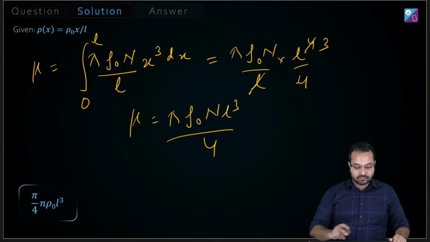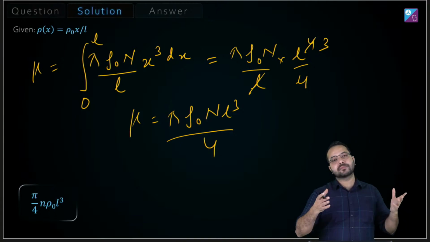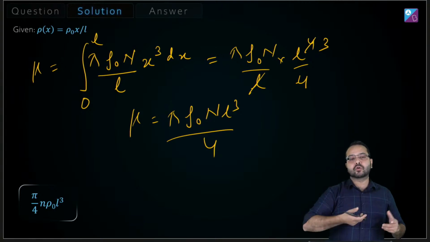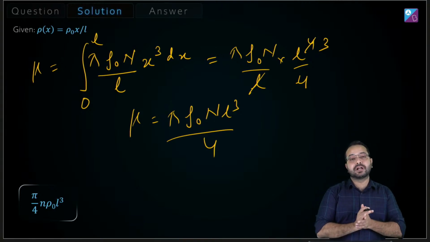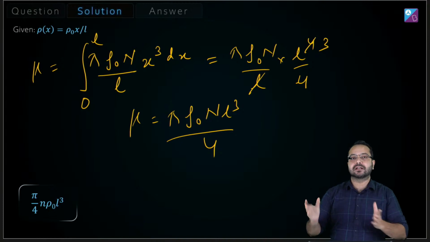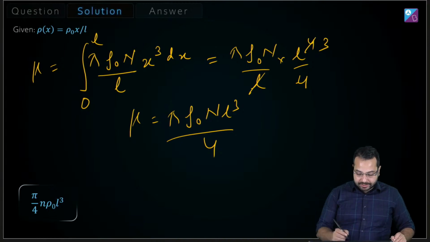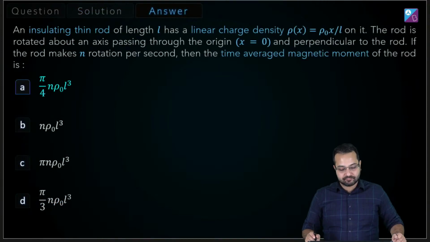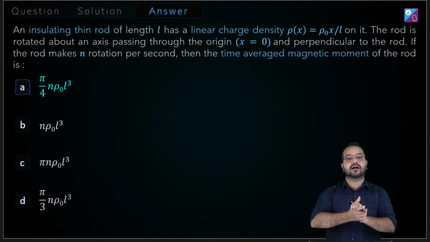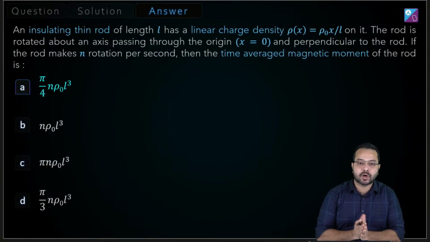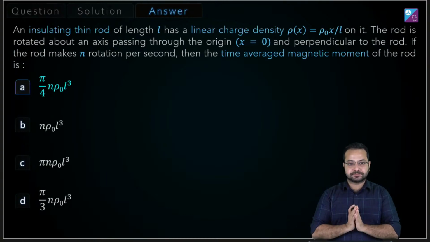Correct? Okay, so break whatever object you have into small charges, rotate it, find the current, multiply by the area, and integrate. That's it. That's what we need to follow. So the correct option is going to be option A, and that is our correct answer. Clear? Any problem? I hope it's clear.